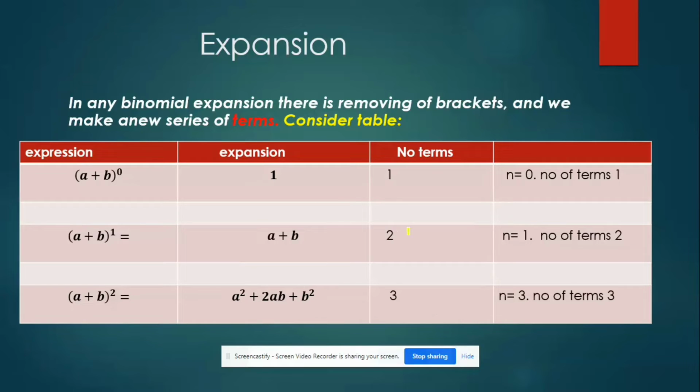Now we note that when we have our n being 0, the number of terms is 1. So the n value increases by 1 to give us the number of terms. And we have 3 terms there. All right.